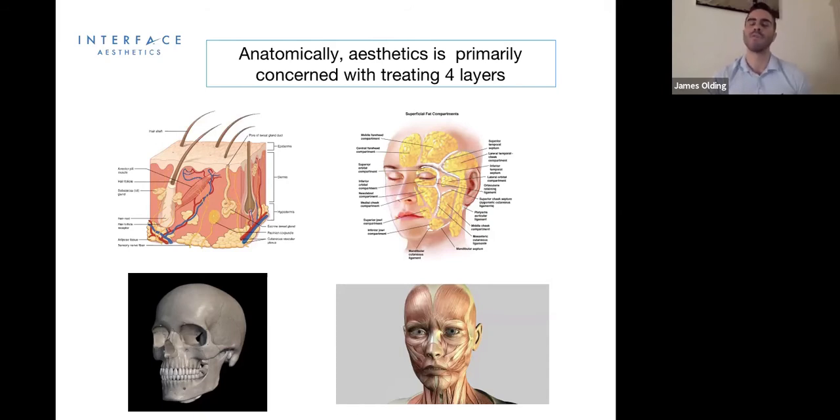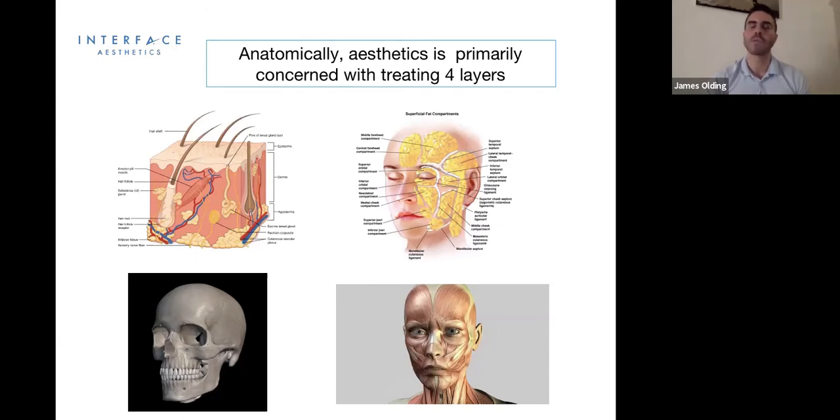And each of those can be further broken down into subdivisions. For example, the epidermis can have up to 5 individual subdivisions. And the dermis generally is divided into 2. We have the reticular and we have the papillary dermis. So that's the first area you need to really think about, and that is the skin.